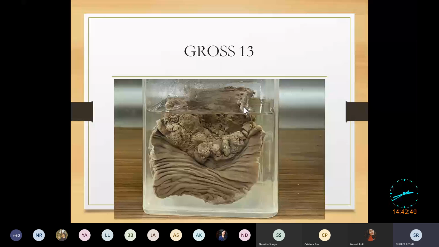See, here you can see, is my pointer visible? Yes, sir. Okay, then here you can see, this is the normal mucosa of the colon. Just after this area, you can see there is a mass. Here is the ulceration, and here is the proliferative cauliflower-like mass. So this is an ulceroproliferative mass after this normal looking area.